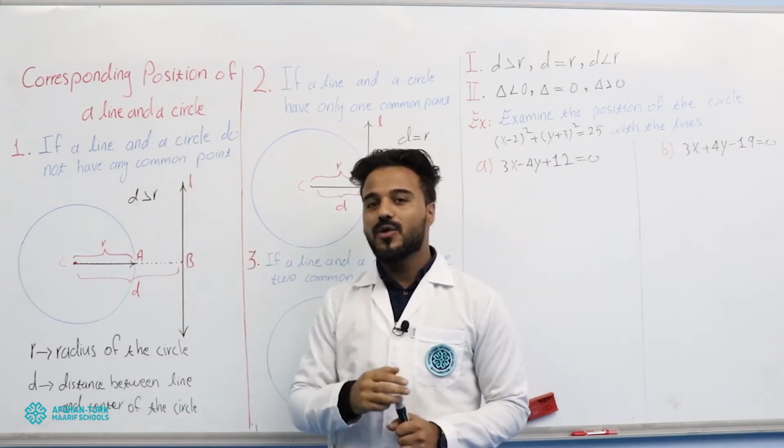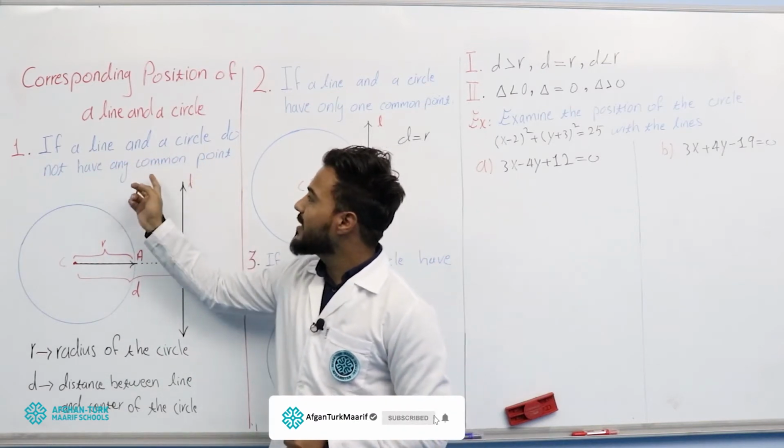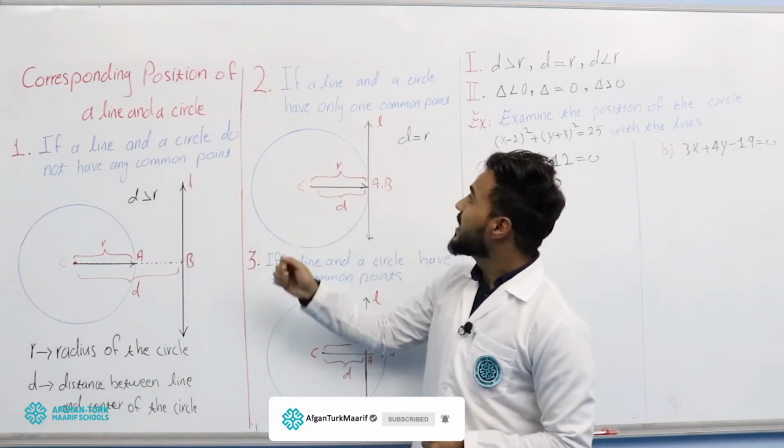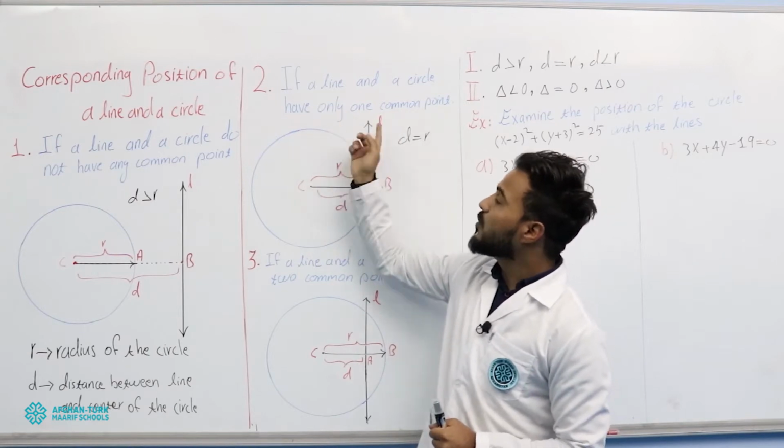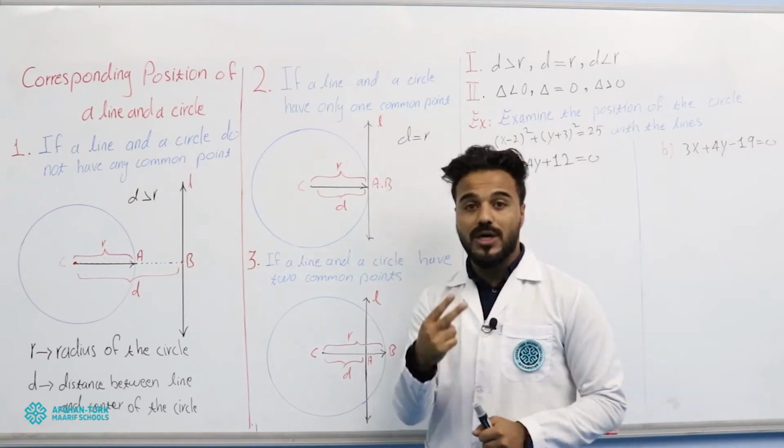Today we are going to study the corresponding position of a line and a circle. Dear students, in here we have three cases. First case, if a line and a circle do not have any common point. Second case, if a line and a circle have only one common point. And third case, if a line and a circle have two common points.